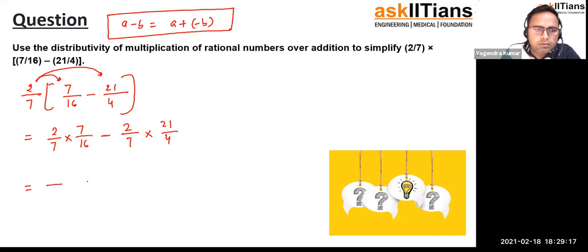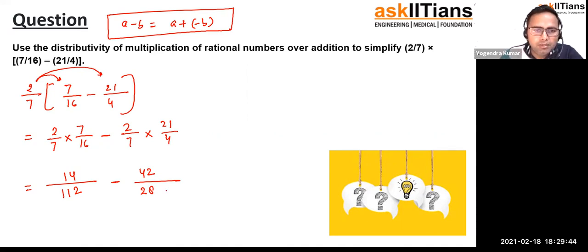Okay, so we got here 16 sevens are 112, and in the numerator we got 14 minus 28 and 42, right? Now the LCM is not the same. What should we do? We should make the LCM the same first, right?